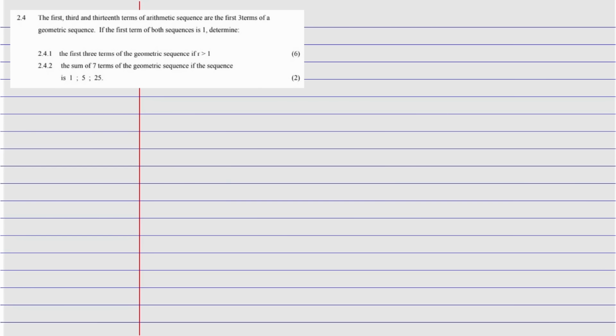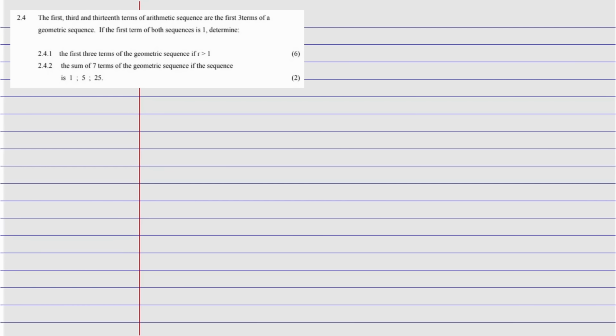So now we're going to do a question from the Free State mock exam, right? This question, which is 2.4. With this question, it's very interesting because they take a combination of arithmetic and also geometric, and from there you need to find, as you can see in 2.4.1, the first 3 terms of the geometric. But before we get in, let's read the question and understand the information that we're given, and from there we can answer the questions, right?